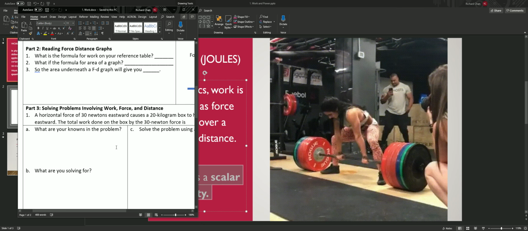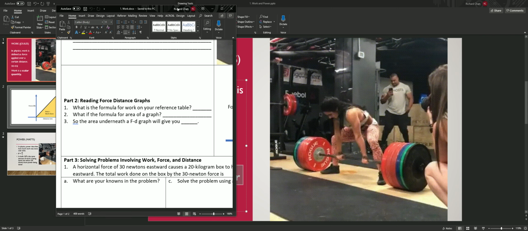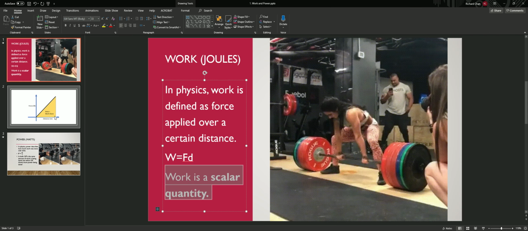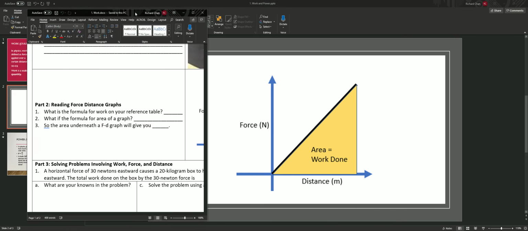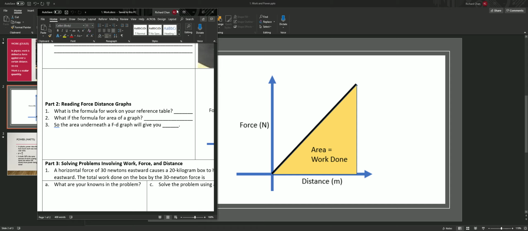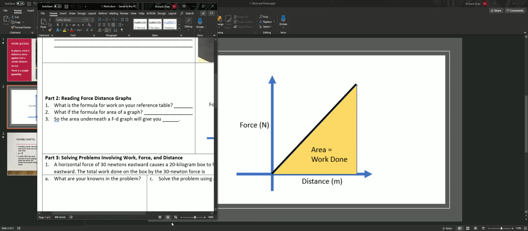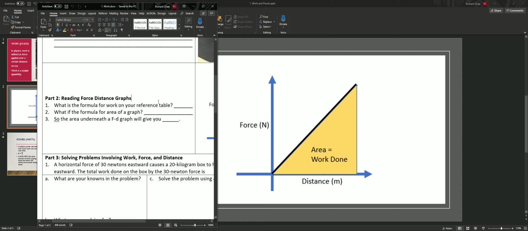Now let's go to part 2. Part 2, reading force distance graphs. And this is pretty simple. You're not really going to be asked much about this. You just need to know about it. So what is the formula for work on your reference table? I told you, work is F times D, force times distance.